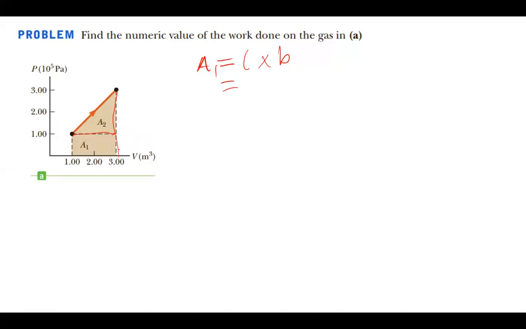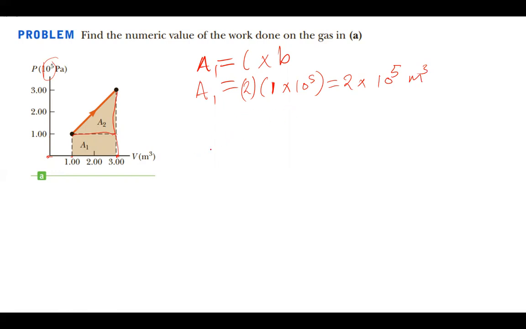The length is just, you subtract 3 minus 1, which will give us 2, and then multiply it with the height. The height is simply 1 minus 0, which is just 1. But of course, you're multiplying it with 10 to the power 5. And then the area 1 simply gives us 2 times 10 to the power 5.